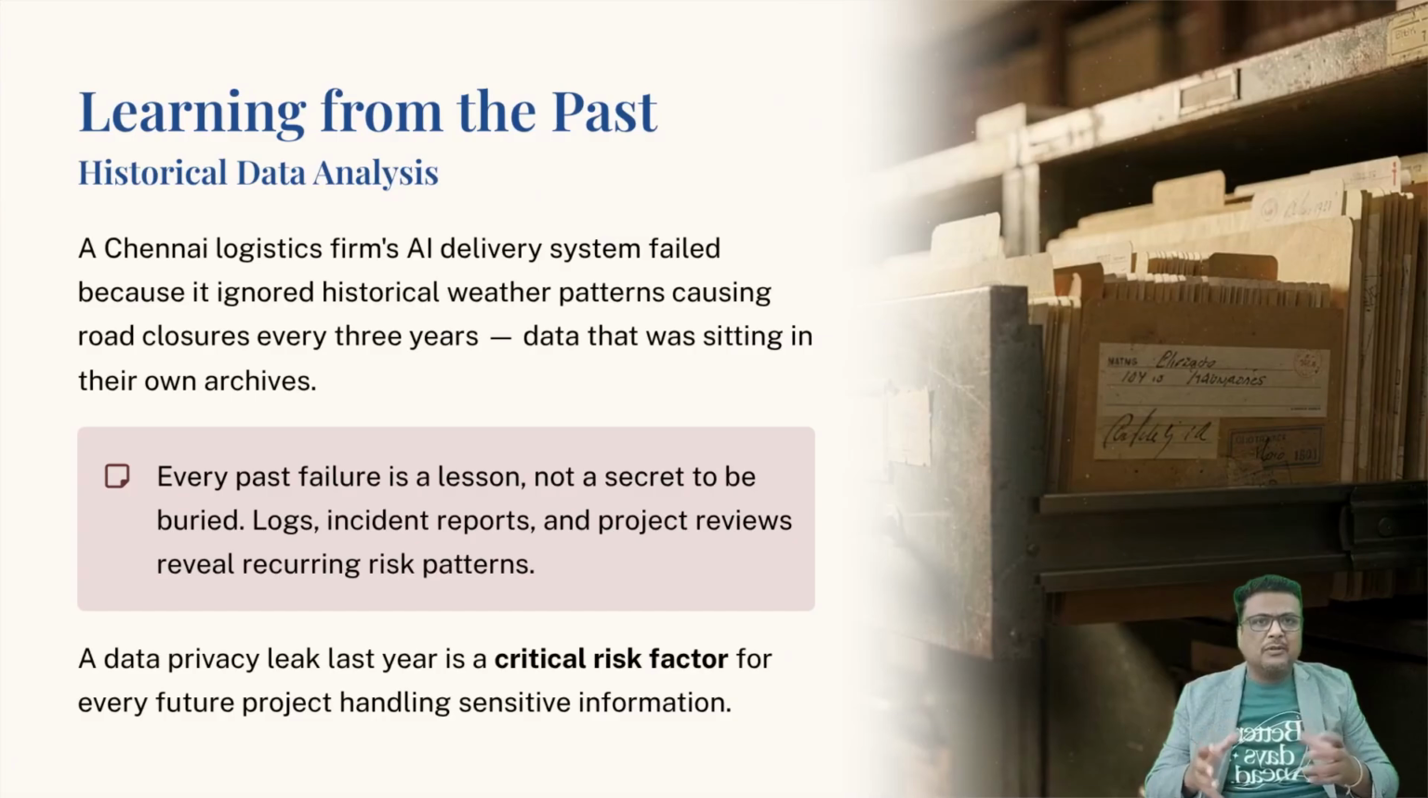A logistics firm in Chennai recently had their AI-powered delivery system fail because they didn't account for extreme weather patterns that had historically caused road closures every 3 years. They had the data sitting in their old archive files, but they didn't think to cross-reference it before training their new model. This is the importance of historical data analysis in risk identification.